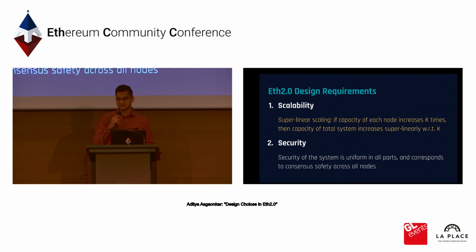What this means is basically there is no node which linearly affects the throughput of the system. So there are no supernodes, there are no sequencers, there are no linearizers. There is no one point where most of the computation in the network is happening, which would manifest in this linear dependency. And the second requirement is, of course, security.